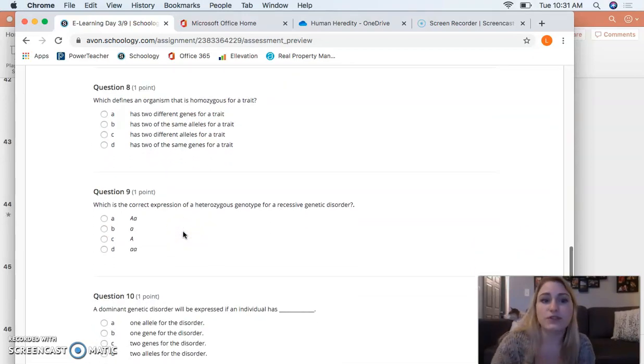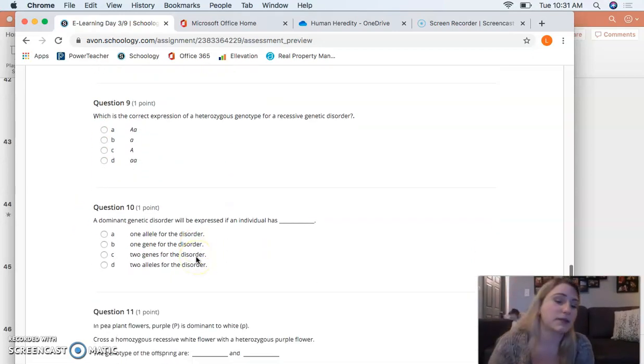Number 8. Which defines an organism that is homozygous for a trait? So homozygous meaning two of the same alleles. Let's see. Yep, right there. Two of the same alleles. Two of the same genes is getting a little bit funkier. That's looking at like hair color, skin color, eye color. Those are all genes. Alleles, we're looking at the variations of one specific thing.